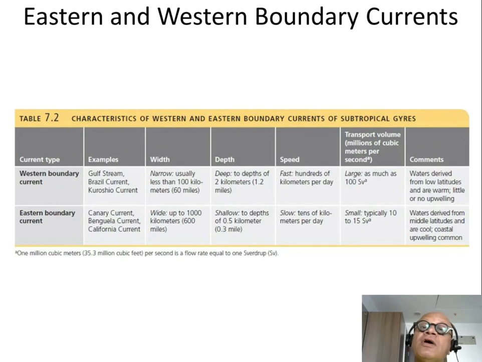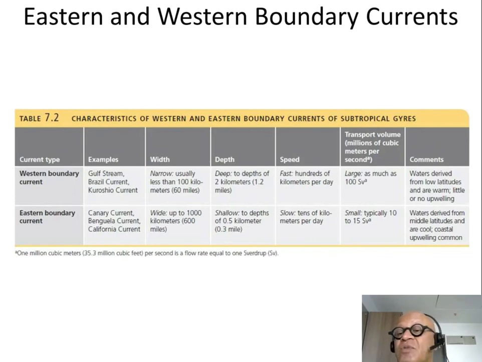Well, you can think of rivers. So you think the Amazon is the biggest of the rivers in the world. How many Sverdrups does it carry? Just 0.2 Sverdrup. So essentially that means the Gulf Stream will be carrying about 200 Amazons per second. Okay, so that's a lot of water.